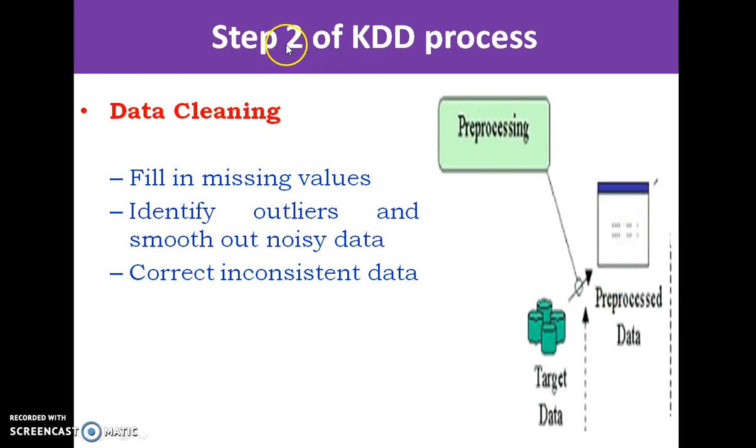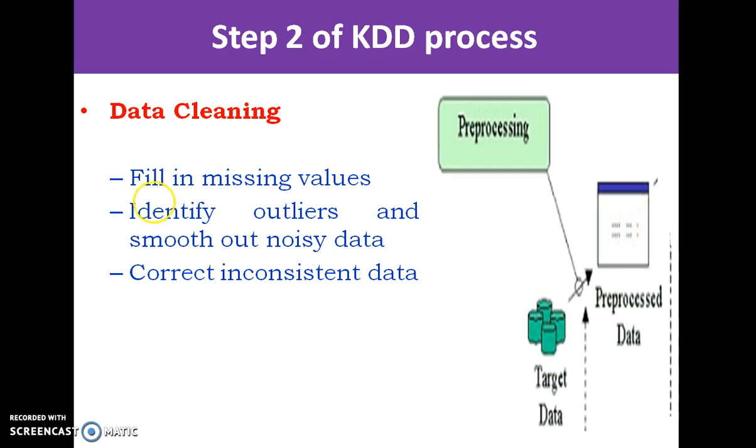The next step in the KDD process is pre-processing, that is, the processing which will be applied on the target data to make it useful for the knowledge discovery process. The pre-processing step is also called data cleaning. What pre-processing or data cleaning exactly consists of is, it deals with the missing values, identifies the outliers and smooths out the noisy data, and finally if any inconsistent data exists, the inconsistent data will be converted or corrected into consistent data.